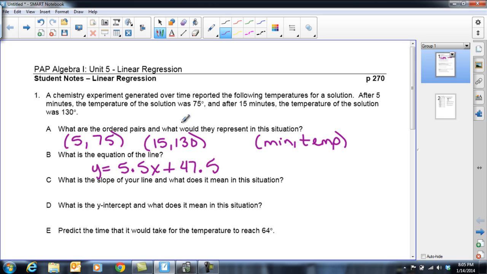So C wants to know what is the slope and what does it mean. Well, in this case, our slope is 5.5 because it's the number in front of the x. Now, what we have going on is minutes and temperature. If I had this on a graph, minutes would be here, temperature would be here. When I'm doing slope, remember, it is rise over run, so it's the y values over the x values. So what I have in terms of meaning is the temperature per minute. And since this is positive, it tells me that my temperature is increasing. So that means it is the amount the temperature increases every minute.